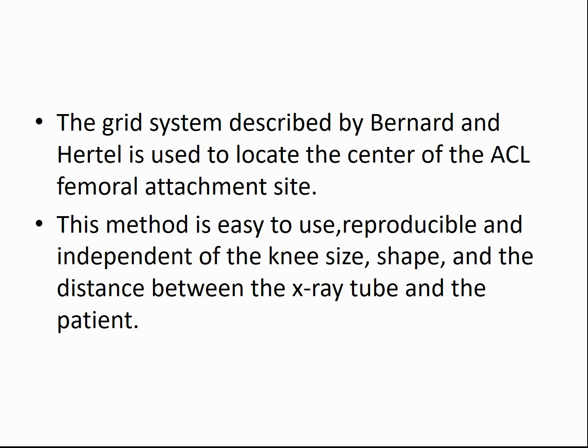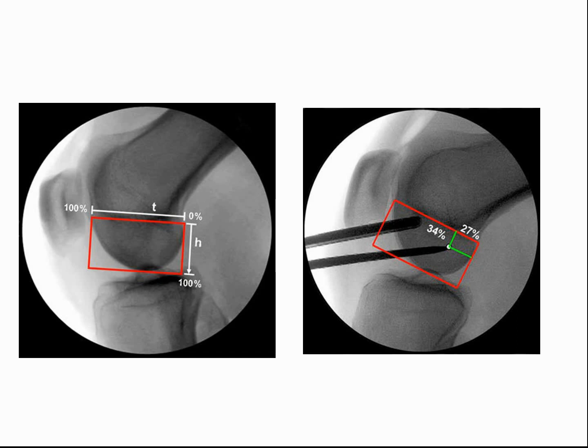When using intraoperative fluoroscopy, the grid system described by Bernard and Hertel is used to locate the center of the ACL femoral attachment site. This method is easy to use, reproducible, and independent of the knee size, shape, and the distance between the X-ray tube and the patient. So, the knee is positioned at 90 degrees of flexion and an angled microfracture awl is positioned at the chosen ACL femoral tunnel location, and a true lateral radiograph is taken.